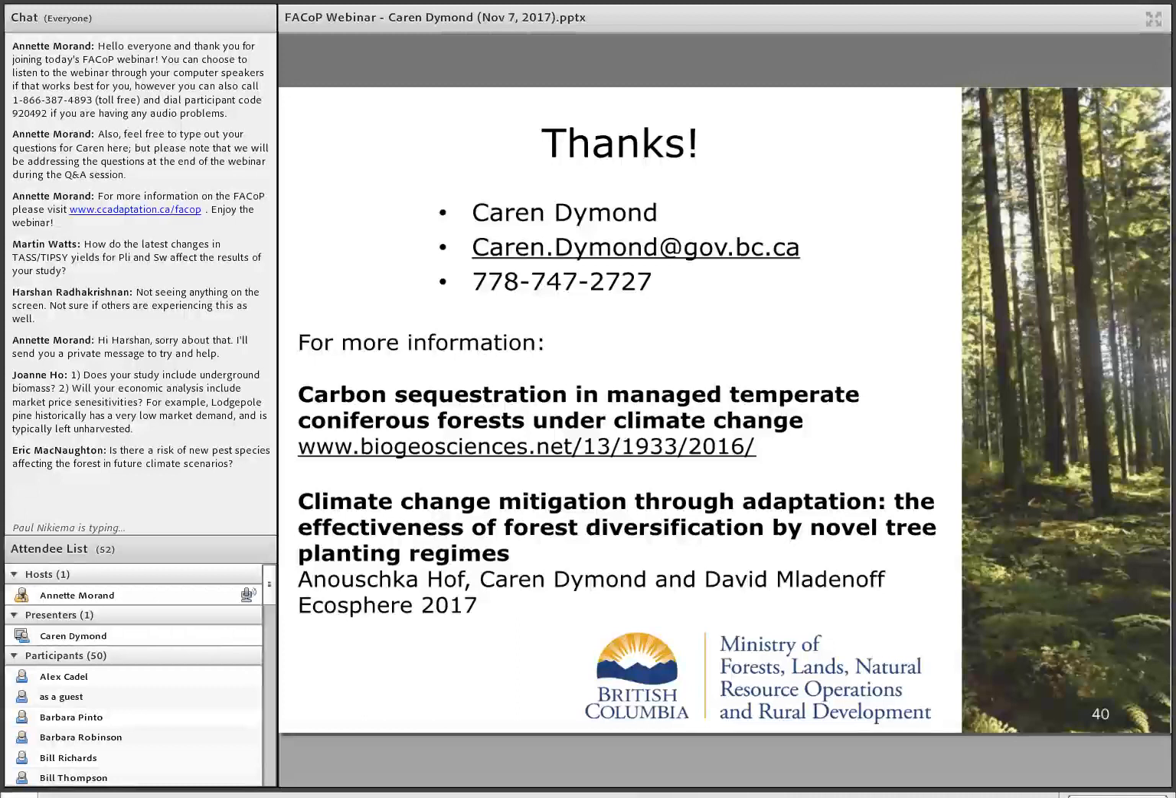Perfect, thanks. Okay, another question from Eric McNaughton. Is there a risk of new pest species affecting forests in future climate scenarios? So we haven't included new pest species in our analysis to date, but certainly it is a risk because pests move faster than trees do. And then we have, of course, global trade helping bring in invasive alien species. So those are risks. Unfortunately, there's very little quantitative modeling of pests available.